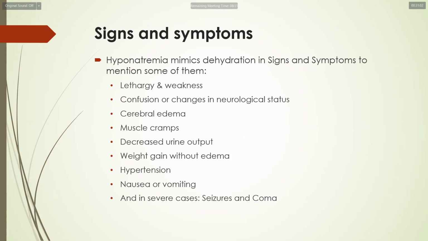طيب شو الساينز اند سيمبتومز؟ SIADH بالساينز اند سيمبتومز بيشبه شوي dehydration، بس عشان نلخصهم بشكل عام ممكن يكون في lethargy weakness، ممكن نشوف confusion or changes in neurological status، ممكن يكون في cerebral edema وفي muscle cramps و decreased urine output. ممكن يكون في weight gain وهاي الويت gain بتكون بدون edema. ممكن يكون في hypertension ونوجا وvomiting. طيب في بالحالات السيفير ممكن نلاقي seizures وكوما، وإحنا بنصنف الحالات لسيفير ومايلد تو مودريت لأنها بتفرق معنا بالعلاج.